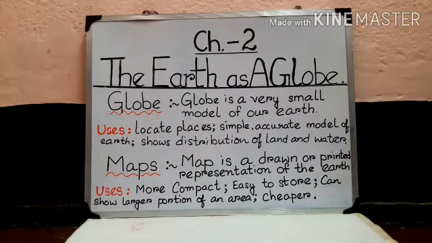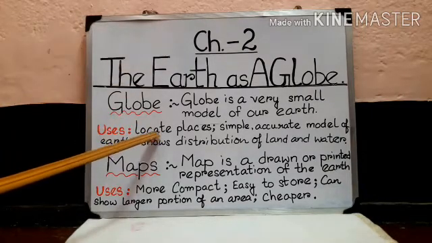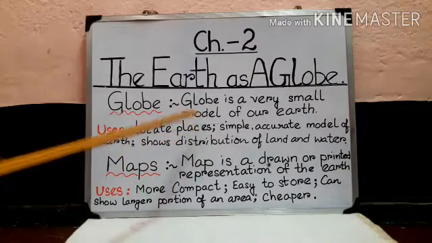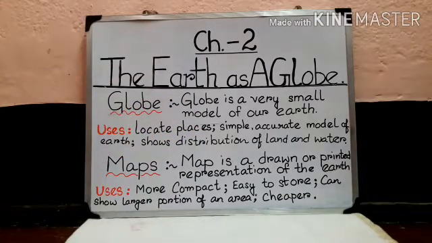First you can see is what? Uses of globes. First we can see that it is used to locate places. See, globe helps us to locate places. By places we mean continents, countries, oceans, rivers, cities, etc.